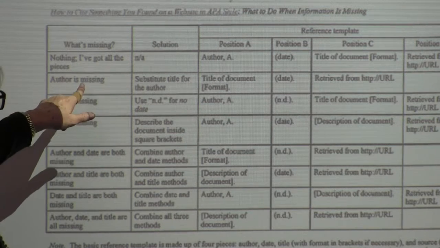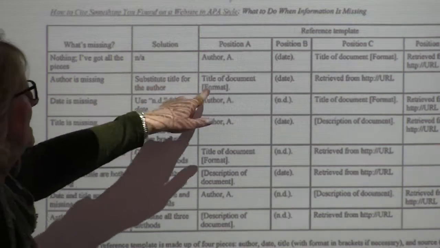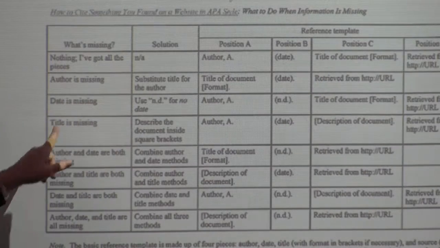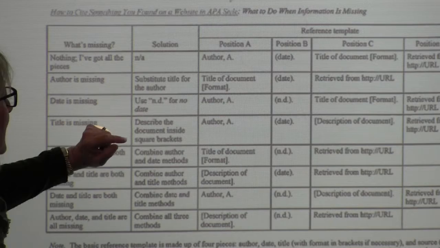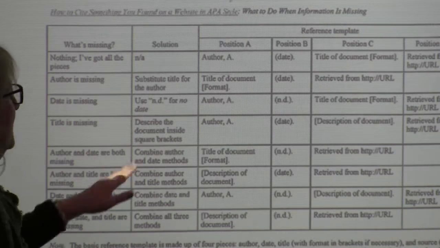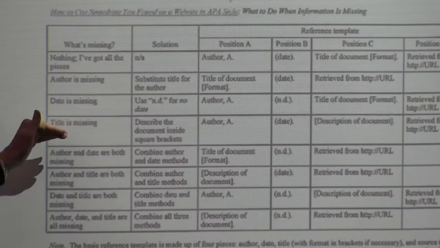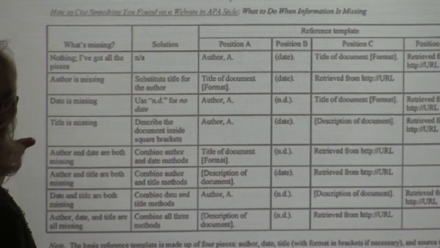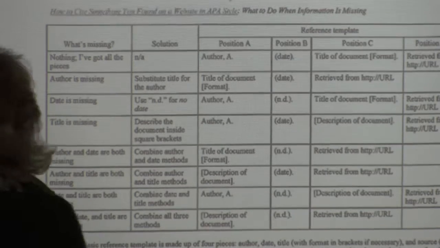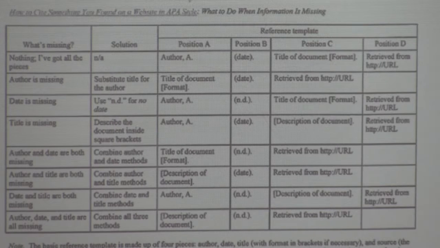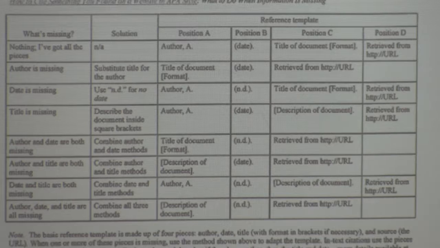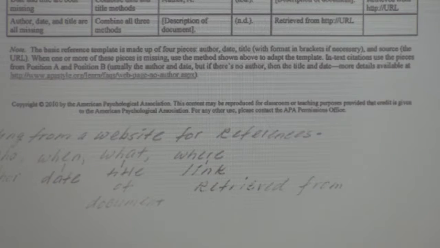Now, what if the author is missing? Then it tells you how to write it out. What if the date is missing? And you know that from 628 annotations, n.d. for no date. What if the title is missing, and so on? Author and date are both missing. These are just more handy-dandy tools for you to make certain that you have cited correctly in your work.